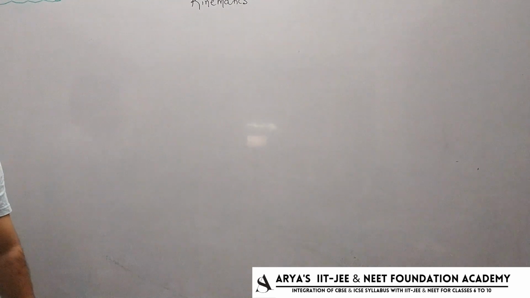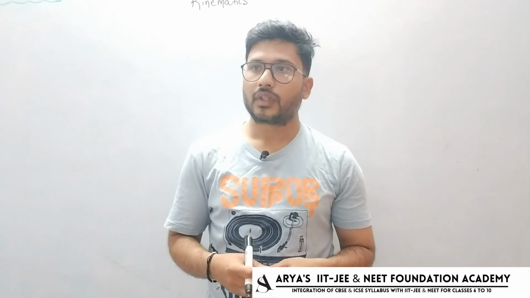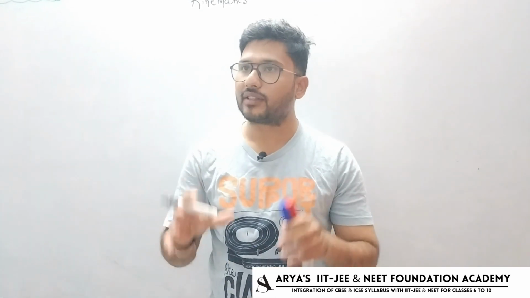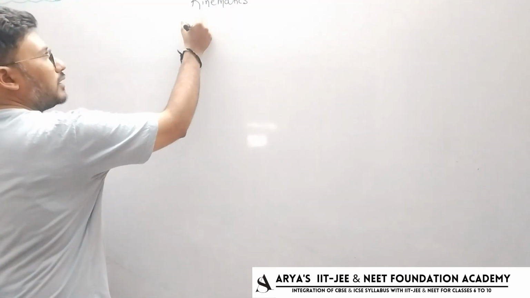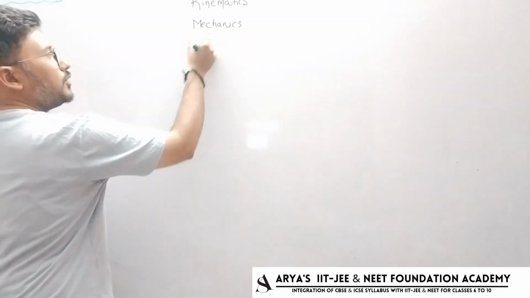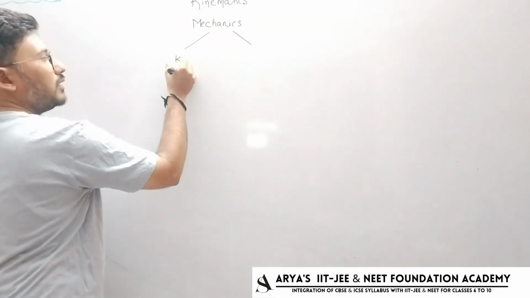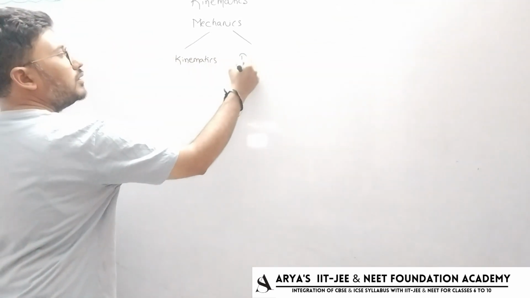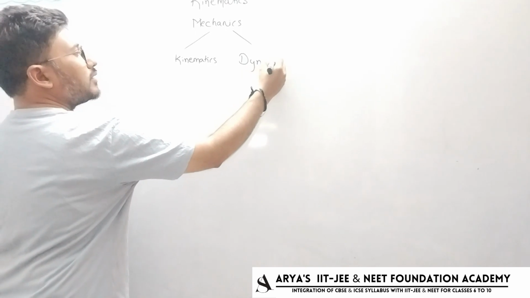So basically, what is meant by kinematics? You should have some idea. What is meant by kinematics? Kinematics is a branch of physics, or simply to say, kinematics is a branch of mechanics. So already I gave one introduction. Mechanics. In mechanics we have two branches. Number one, kinematics. Number two, dynamics.